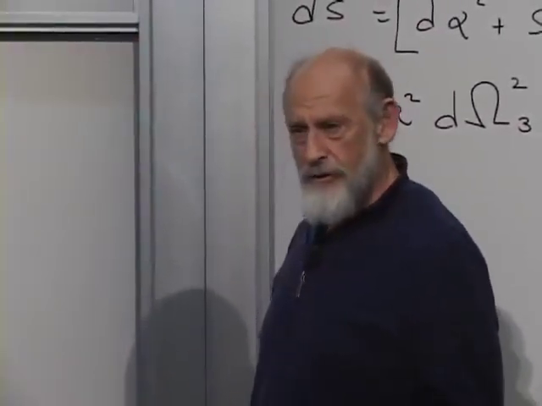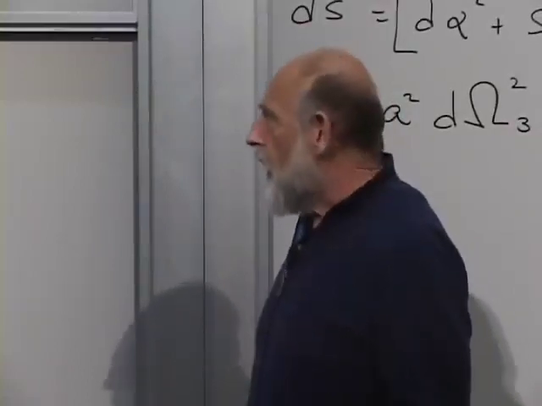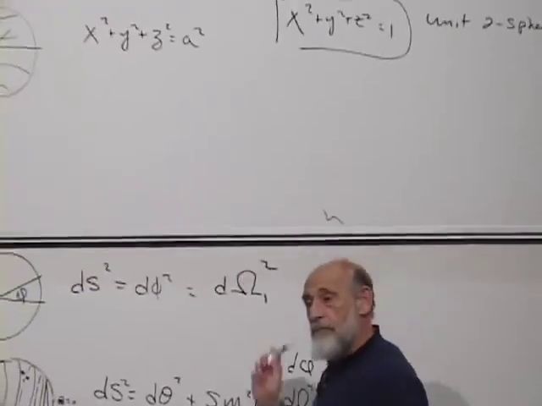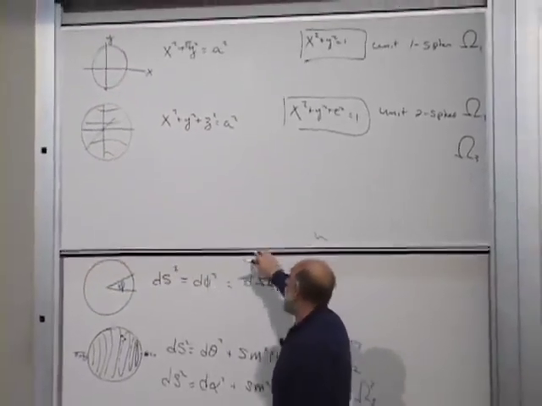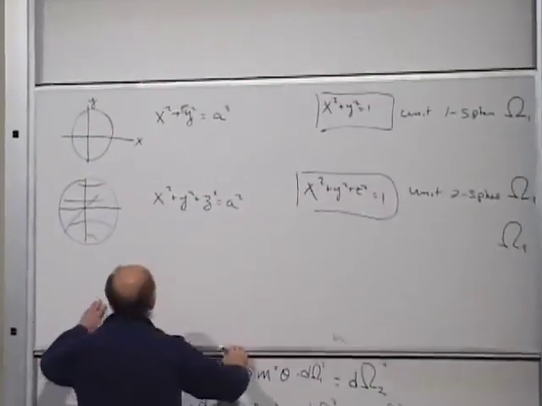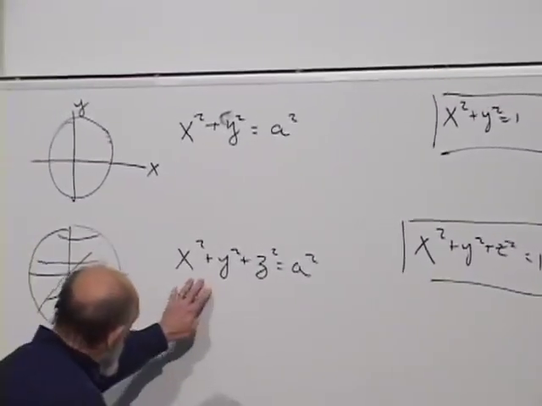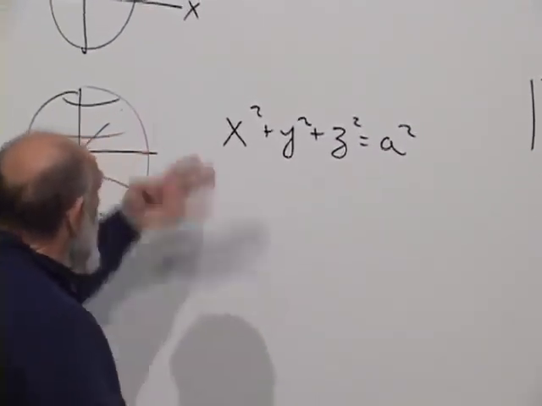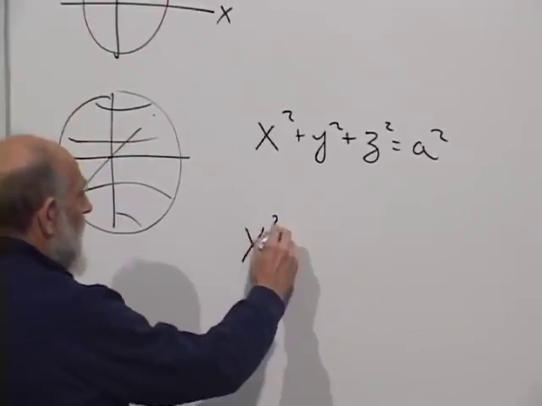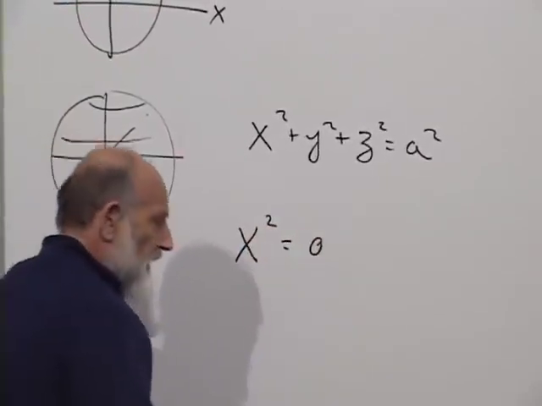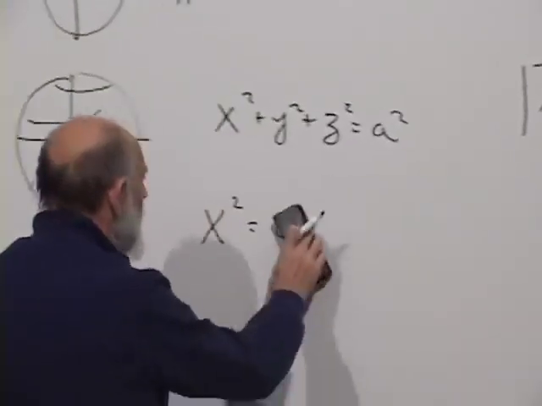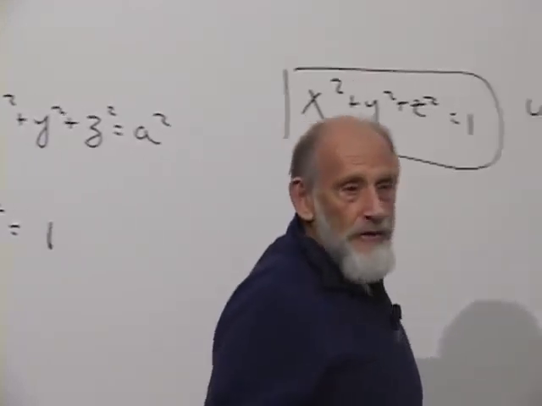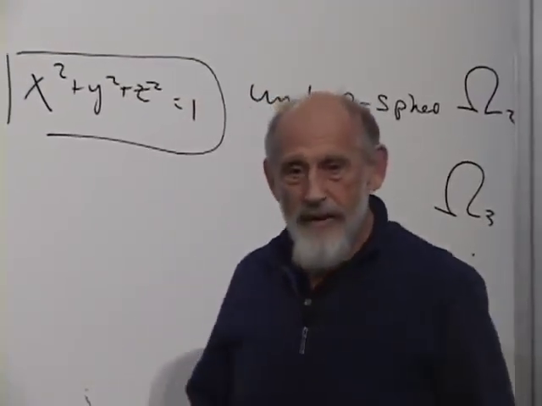A zero sphere is 0 dimensional. All right? But the way to figure out what it is is just to extrapolate this formula back 1 step. So if a 1 sphere is x squared plus y squared equals a squared, and a 2 sphere is x squared plus y squared plus z squared equals a squared, then a 0 sphere must just be x squared equals a squared. Or let's take the unit 0 sphere. The unit 0 sphere is x squared equals 1. What are the solutions of x squared equals 1? Plus or minus 1.